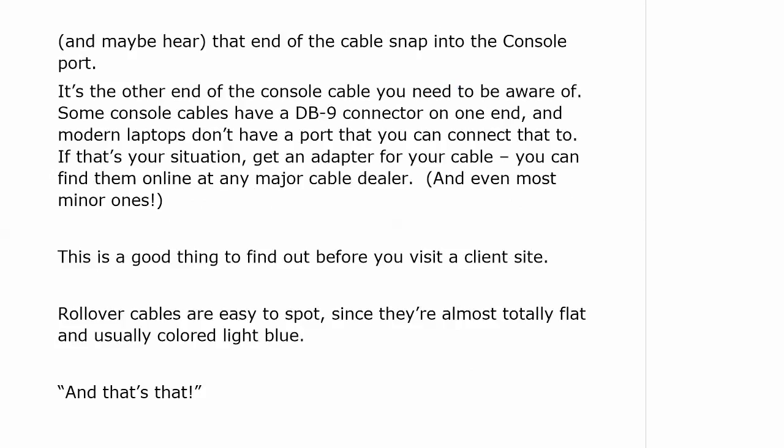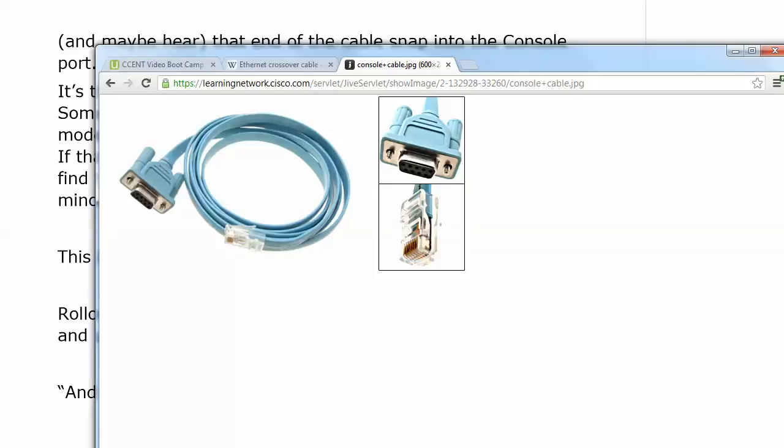Now, it's the other end of the console cable you need to be aware of. And let me bring up an image from Cisco's learning site. And this is the end you have to worry about, because this is what it looks like. And if you've seen, and you probably have, of course, a straight through cable or a crossover cable, that's just a nice little round cable with 2 RJ45 connectors, one at each end. Well, this cable is flat. You can see it from here. And also, notice this connector. It's a DB9 connector.